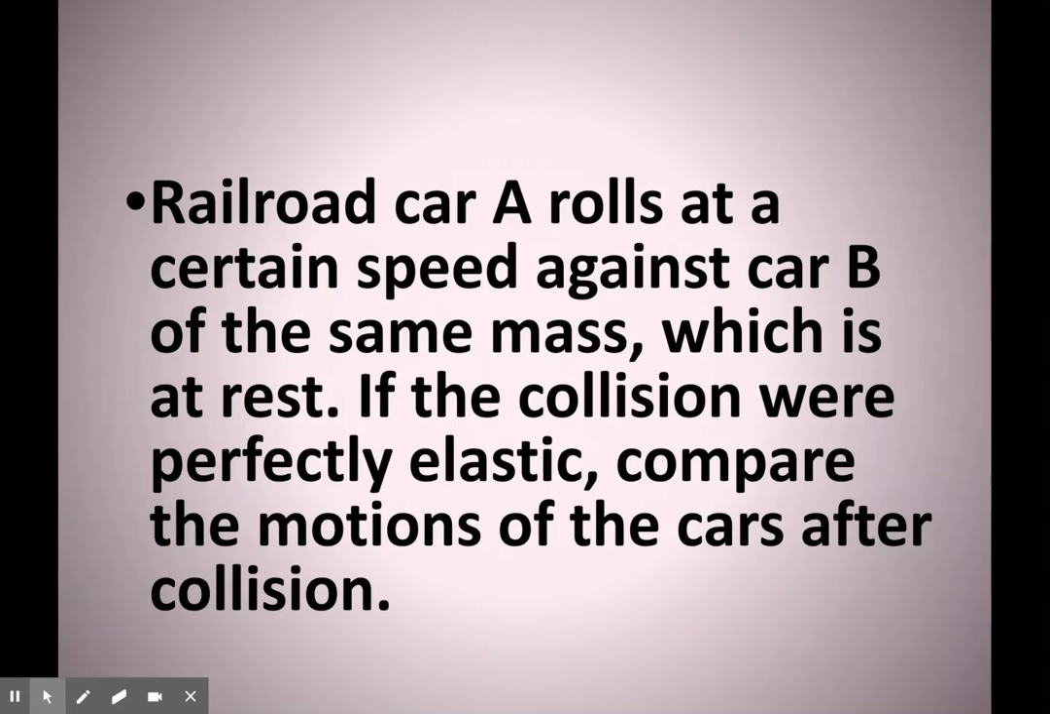This says we have railroad car A rolls at a certain speed against car B. So we've got car A moving, railroad car B is at rest, so its momentum is 0. If the collision were perfectly elastic, compare the motion of the cars after. So perfectly elastic means that car A is going to transfer all of its momentum to car B. So whatever momentum, we'll call it X for A, before means that afterwards A is going to be at 0 and B will be at X.